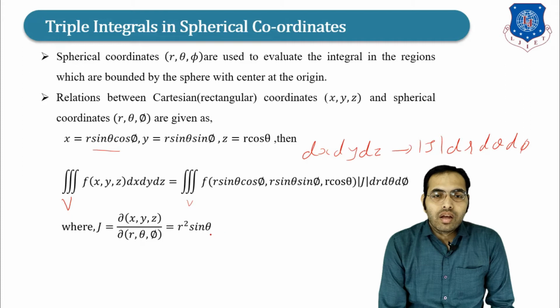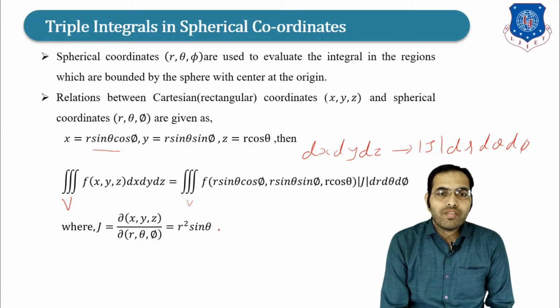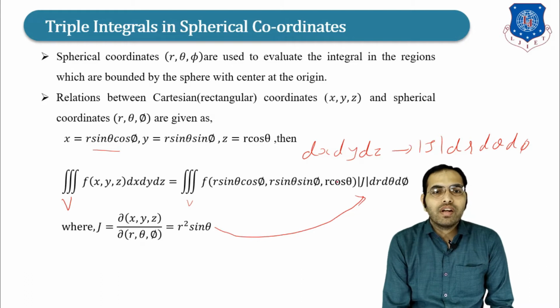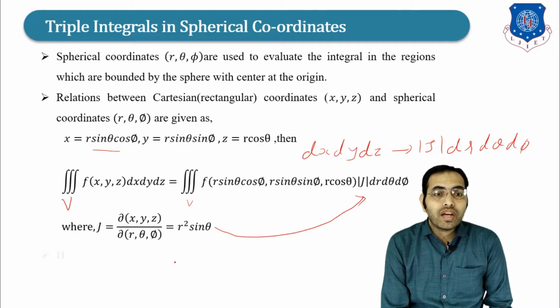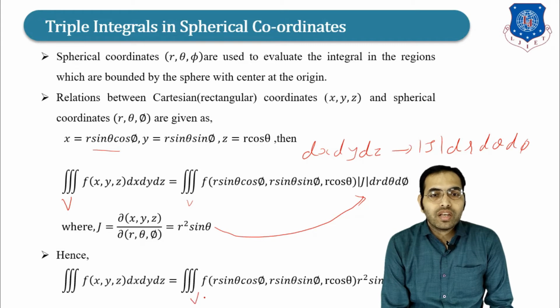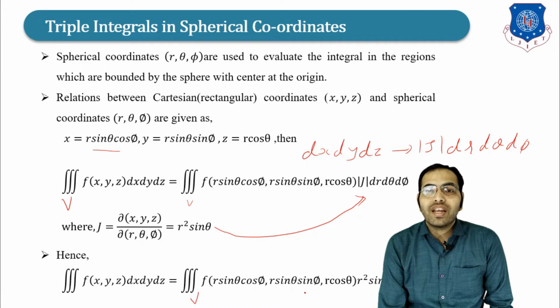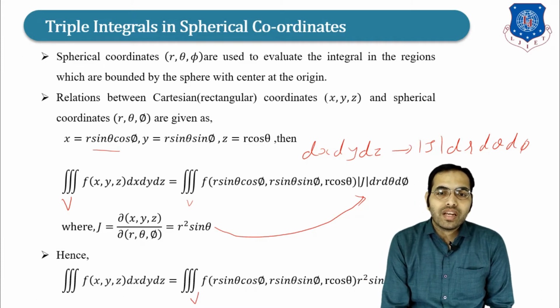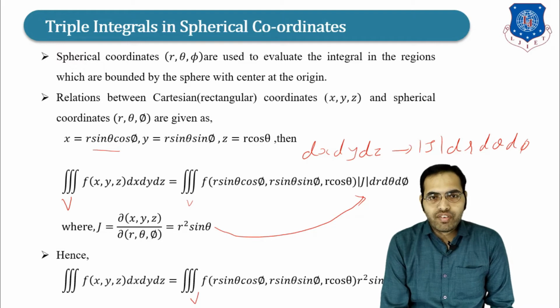Here, substituting the value of the Jacobian J in this equation, our integral becomes in reduced form: the triple integral over the region V of f of x y z dx dy dz equals the triple integral over the region V of f of r sin theta cos phi, r sin theta sin phi, r cos theta, into the value of J, that is r square sin theta dr d theta d phi.